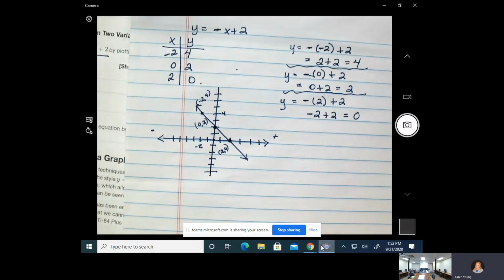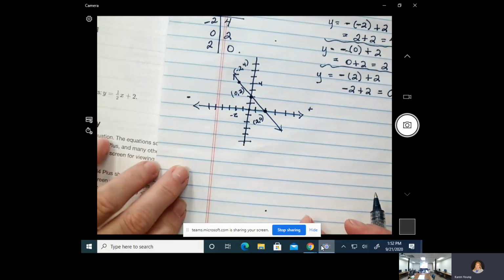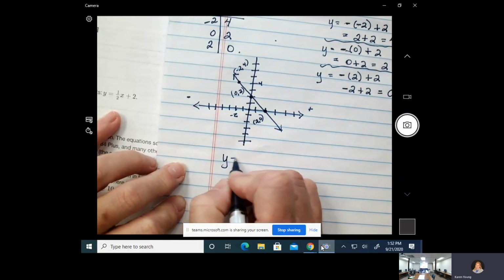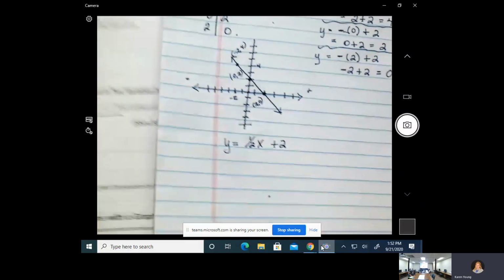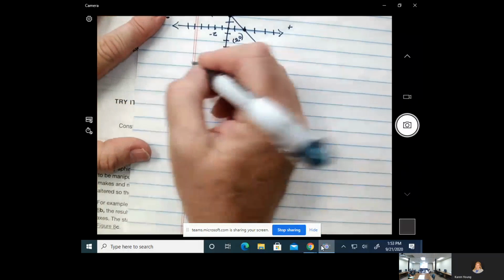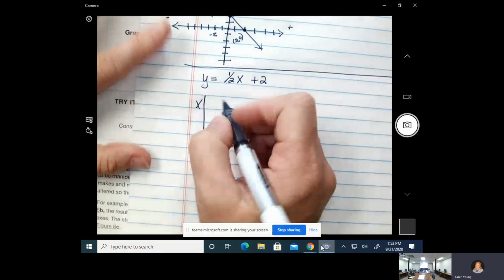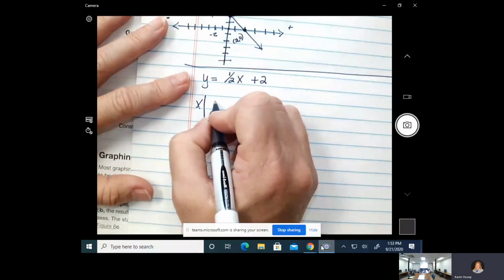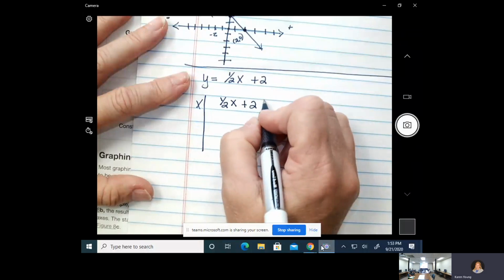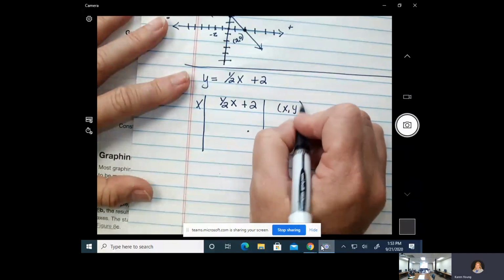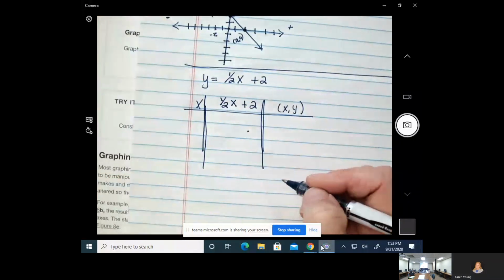Okay, let's do another one. Maybe I can clear up your confusion. Okay. All right, let's look at y equals 1/2 x plus 2. Now, I do the XY tables, but if you want to, we can do the y or the x and then the equation, and then we can do the ordered pair. It's just a different form of the XY table.